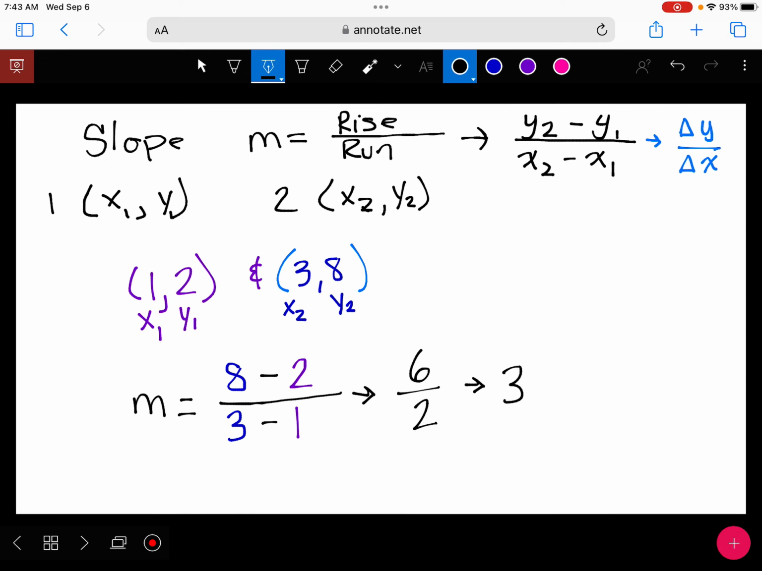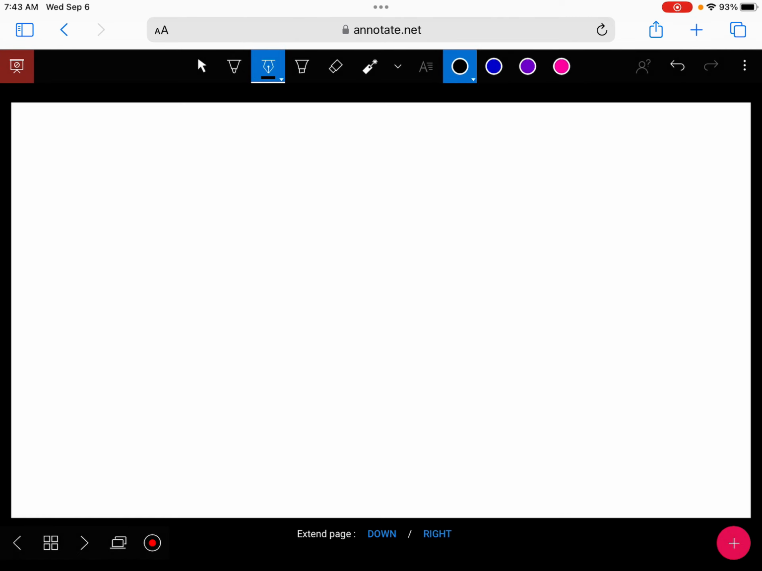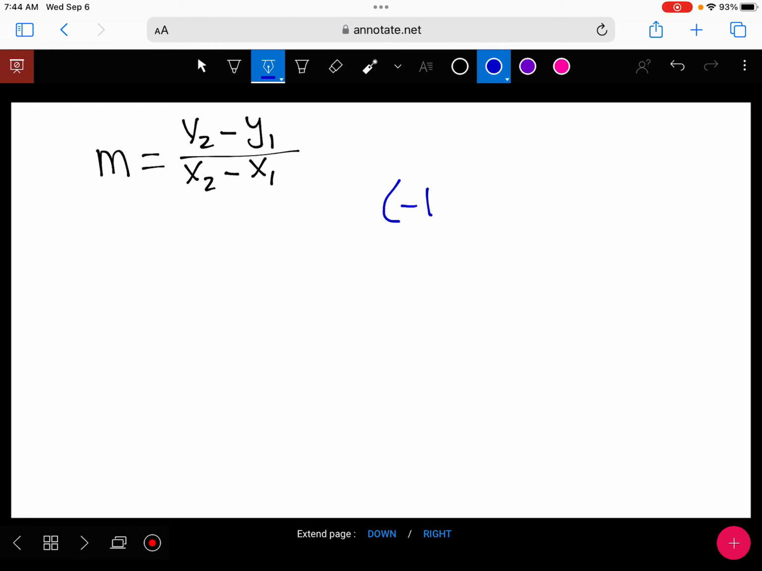We're going to practice this again. I'm just going to give us a new page to write on. M equals, you should still have this on your page, y2 minus y1 over x2 minus x1. So I'm going to give us 2 points again. We're going to have -1, 0, and we're going to have 5, -2.